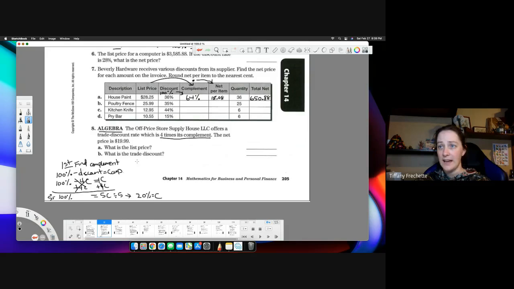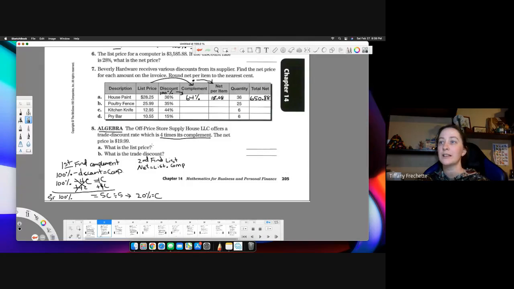So the second task in order to do this is to find the list price. So now that we've found the complement, we can actually complete part A here. So find list. So remember, the net equals list times the comp. And I know I'm shortening all of this. So your total net equals your list price times your complement.